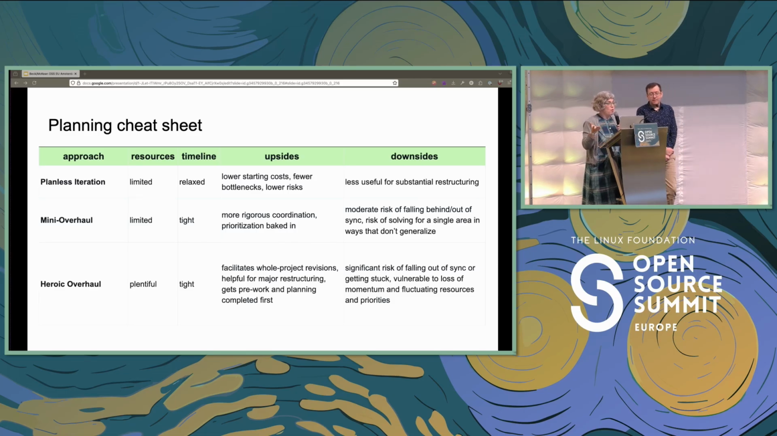that's great if you need a whole project revision. It's helpful if you have to majorly restructure your documents because you can see the whole picture. And it gets some pre-work and planning out of the way first, so you have something really useful even if you don't make it all the way to the end of the overhaul.